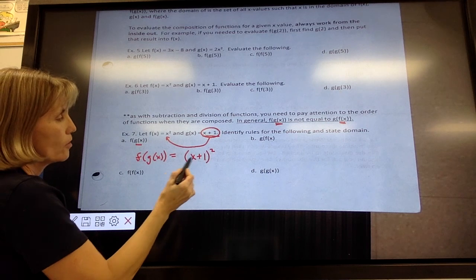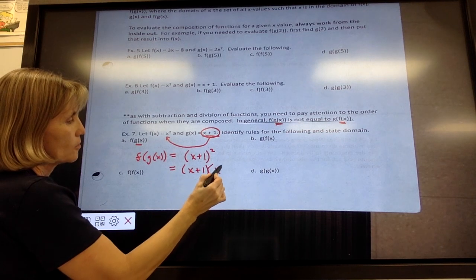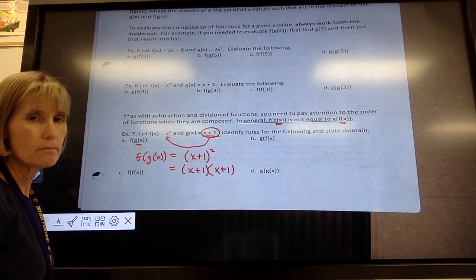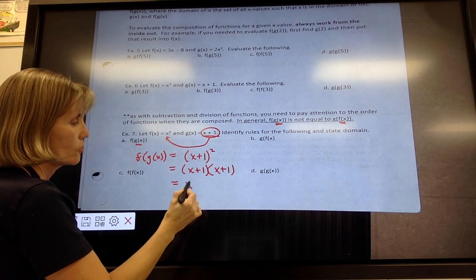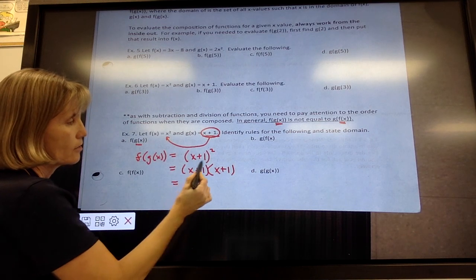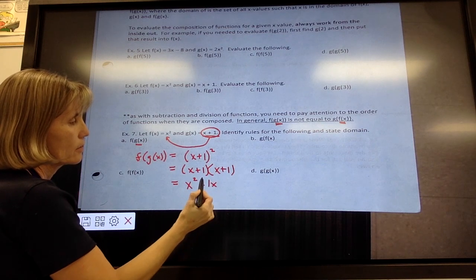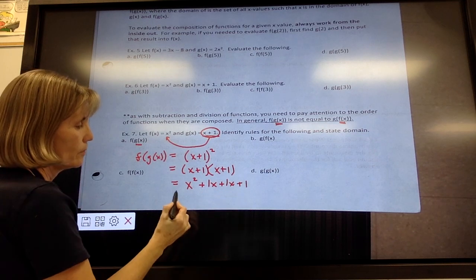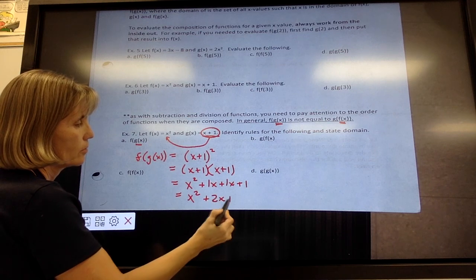So when I square a binomial, remember that means x plus 1 times x plus 1. So what would I have to use there to simplify? Hopefully you're saying, hey, you've got to FOIL that. So first term times first term is x squared. Outside product is going to be a 1x. Inside product, also going to be a 1x. Last term times last term is a 1. So all said and done, I've got x squared plus 2x plus 1.